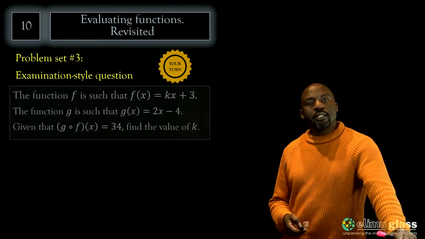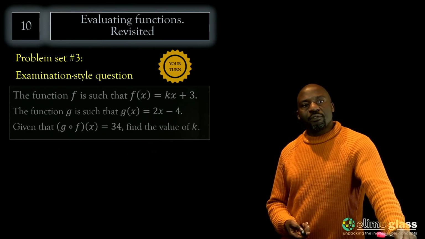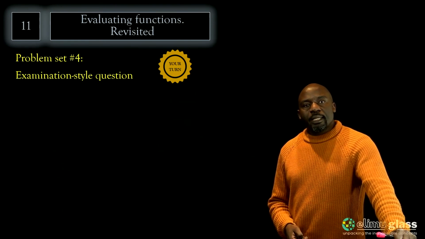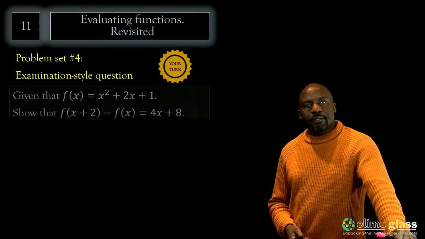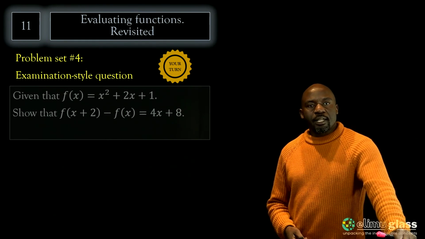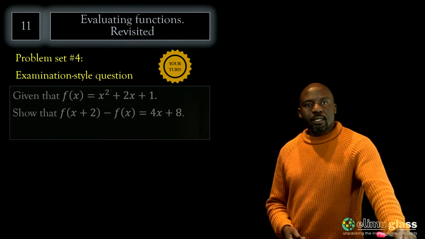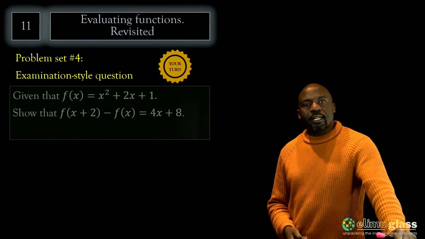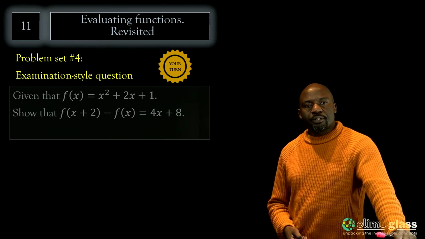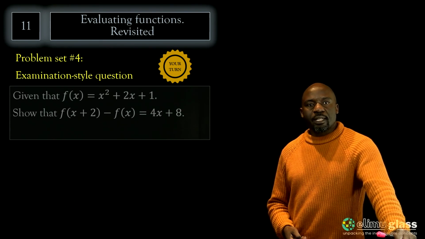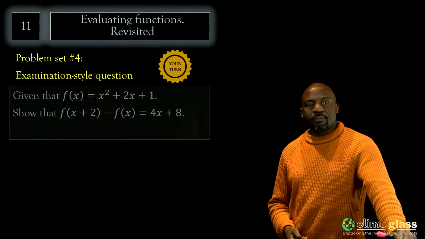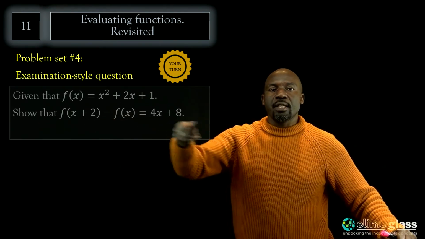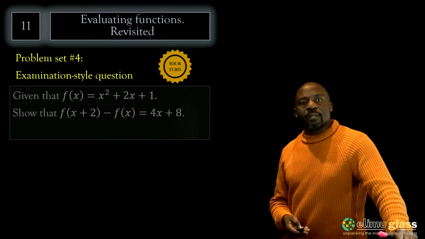Okay, so that is a typical exam question. You're looking for the unknown value there, k. All right, I think this should be the last one. Given that f of x is x squared plus 2x plus 1, that's quadratic. It's actually a perfect square. Show that f of x plus 2 minus f of x is going to be 4x plus 8. Okay, so try to solve that and show that it simplifies to 4x plus 8.